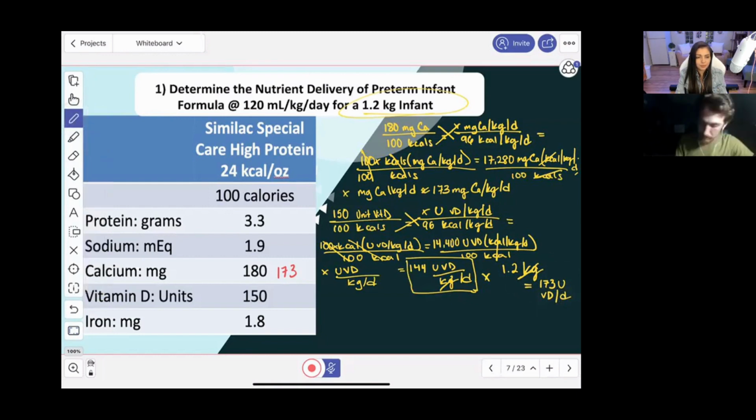And funny enough, it is the exact same as the calcium. Yeah, ironically. Okay, so last, we are going to work on the iron.